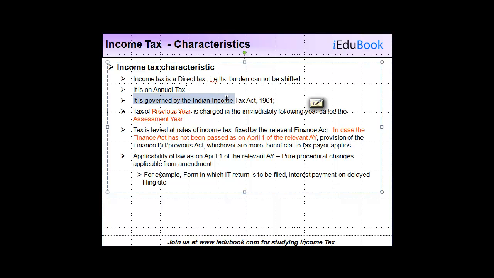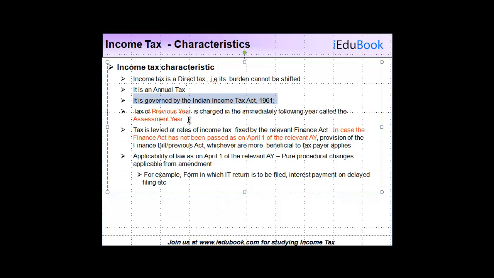The third point is that it is governed by the Indian Income Tax Act 1961. This is the statute which prescribes how these incomes are to be taxed and what compliances are to be followed. Of course, there are income tax rules which also play an important role in the implementation of the provisions of the Indian Income Tax Act. But basically, the law is governed by the Indian Income Tax Act 1961.